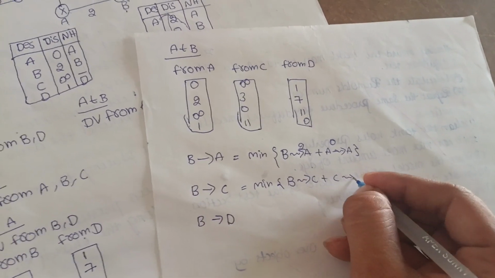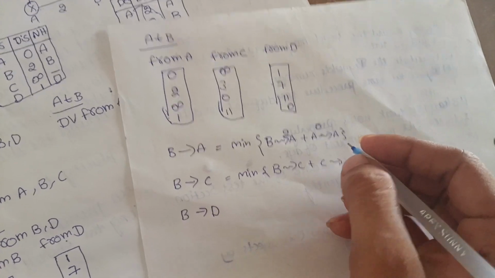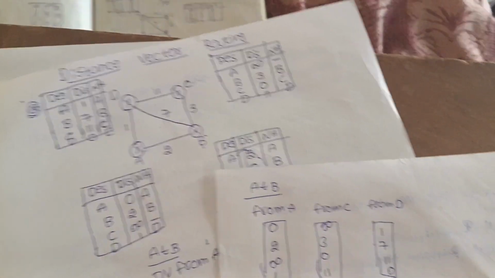plus C to C. B to C distance is 3. C to C distance is 0.